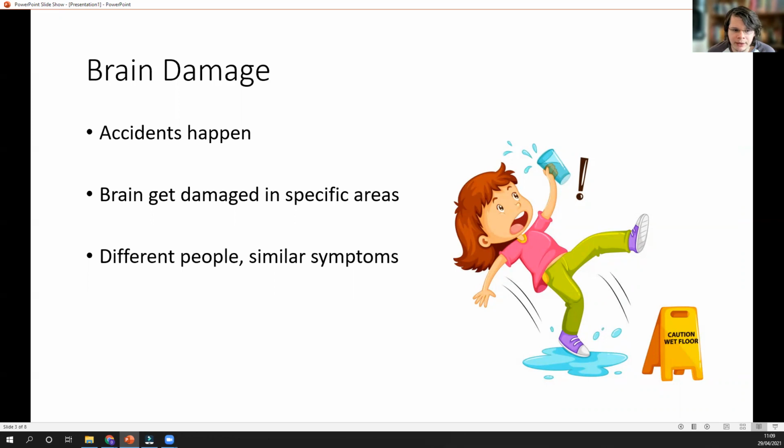And when you find that different people have the same areas of their brain damaged and they present similar symptoms, then you can conclude that that area of the brain is responsible for a certain function, because when that area of the brain is damaged, it affects different people in similar ways.